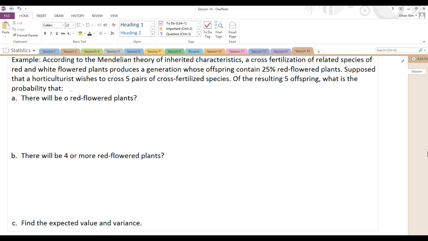According to Mendelian theory of inherited characteristics, a cross-fertilization of related species of red and white flower plants produces a generation whose offspring contain 25% red flower plants. Suppose that a horticulturist wishes to cross 5 pairs of cross-fertilized species. Of the resulting 5 offspring, what is the probability that A, there will be, this is a typo, there will be no red flower plants, B, there will be 4 or more red flower plants, and C, find the expected value and variance.